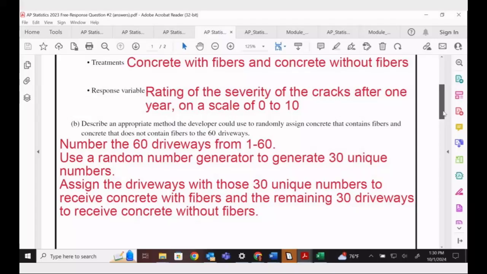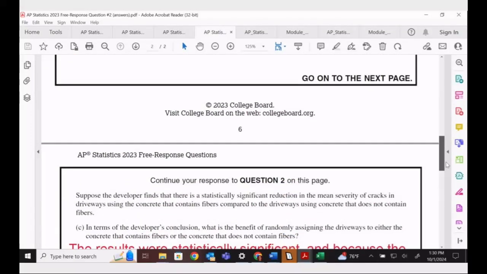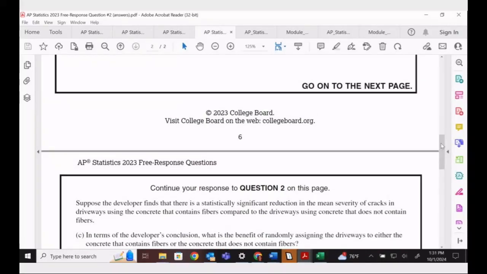All right, then over on the back side, even if you didn't get there, let's go ahead and flip it over and look at it. It says, suppose the developer finds that there is a statistically significant reduction in the mean severity of cracks in driveways using the concrete that contains fibers compared to the driveways using concrete that does not contain fibers. In terms of the developer's conclusion, what is the benefit of randomly assigning the driveways to either the concrete that contains fibers or the concrete that does not contain fibers? So basically, why did he do random assignment?